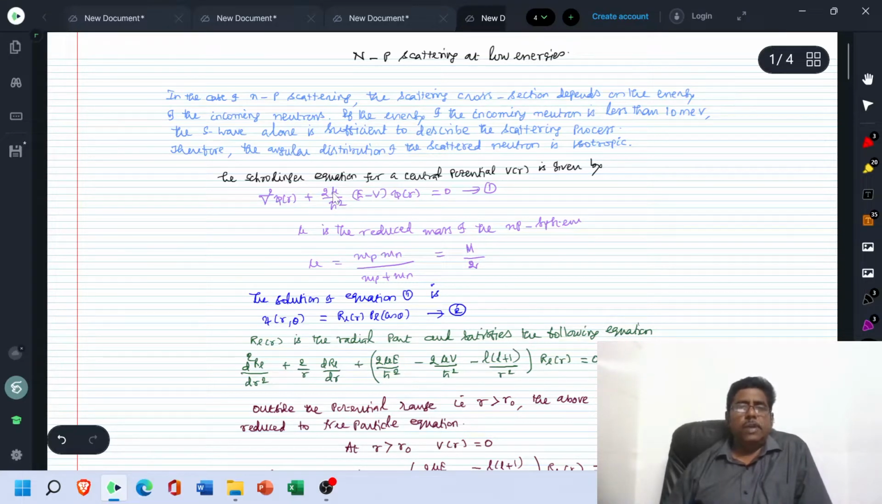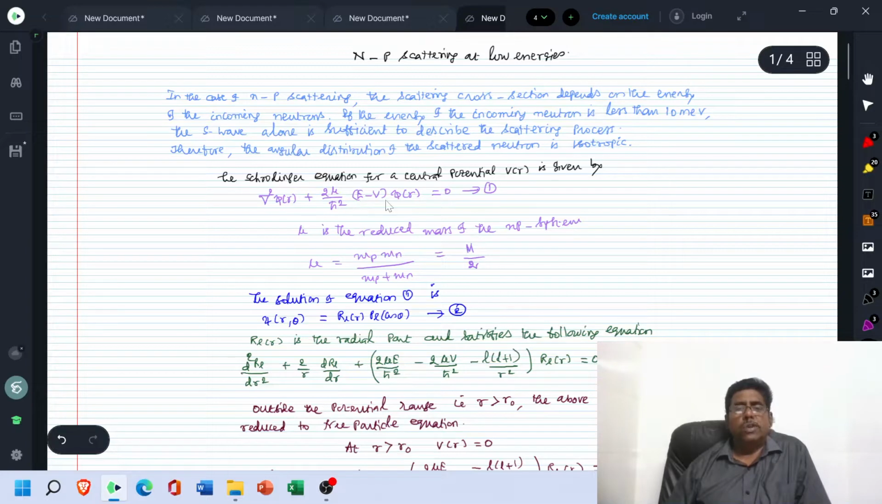Here mu is the reduced mass, that is mass of the proton times mass of the neutron divided by mass of the proton plus mass of the neutron. Here the mass of the proton is almost equal to the mass of the neutron. Consider the mass of the proton as capital M, then M square divided by 2M is equal to M by 2. This is our reduced mass.